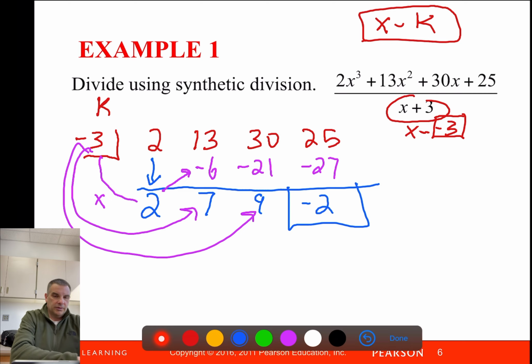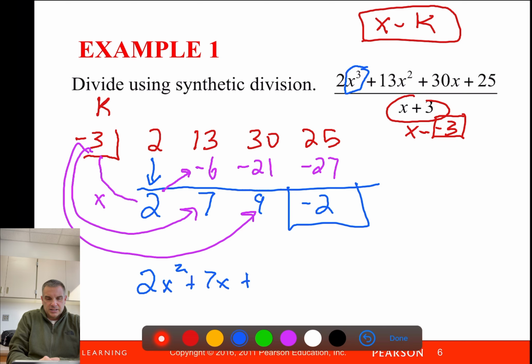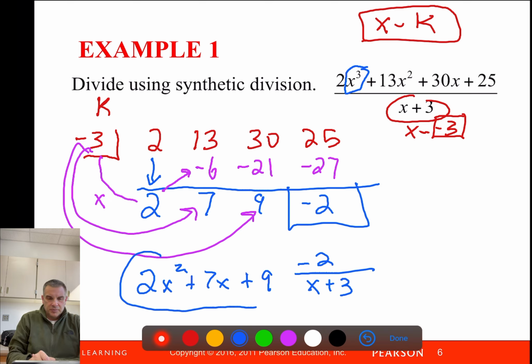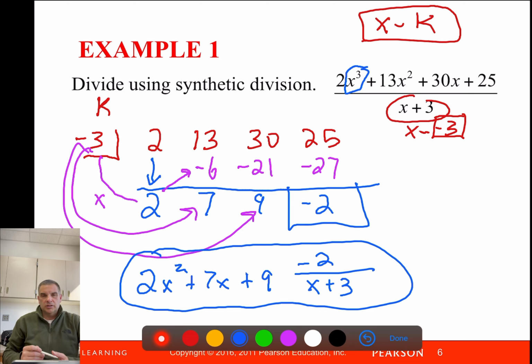So how do we write this out? Well, we started with x cubed. So since we started with x cubed, we are now going to decrease that exponent by 1. So this is going to be 2x squared. And then we're just going to continue down the line. Plus 7x plus 9. And we've got a remainder of -2. So what we're going to do with our remainder is put -2 over our original divisor, which is x plus 3. And this is dividing that polynomial using synthetic division.